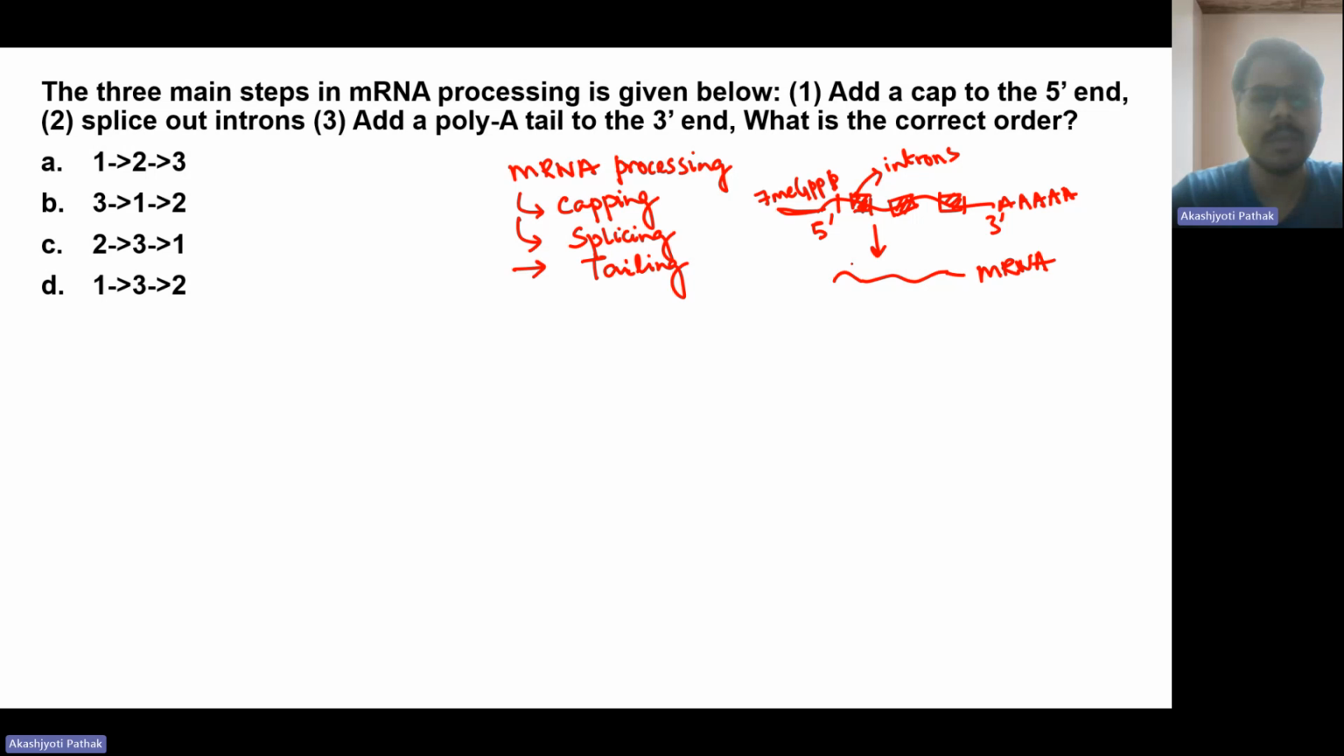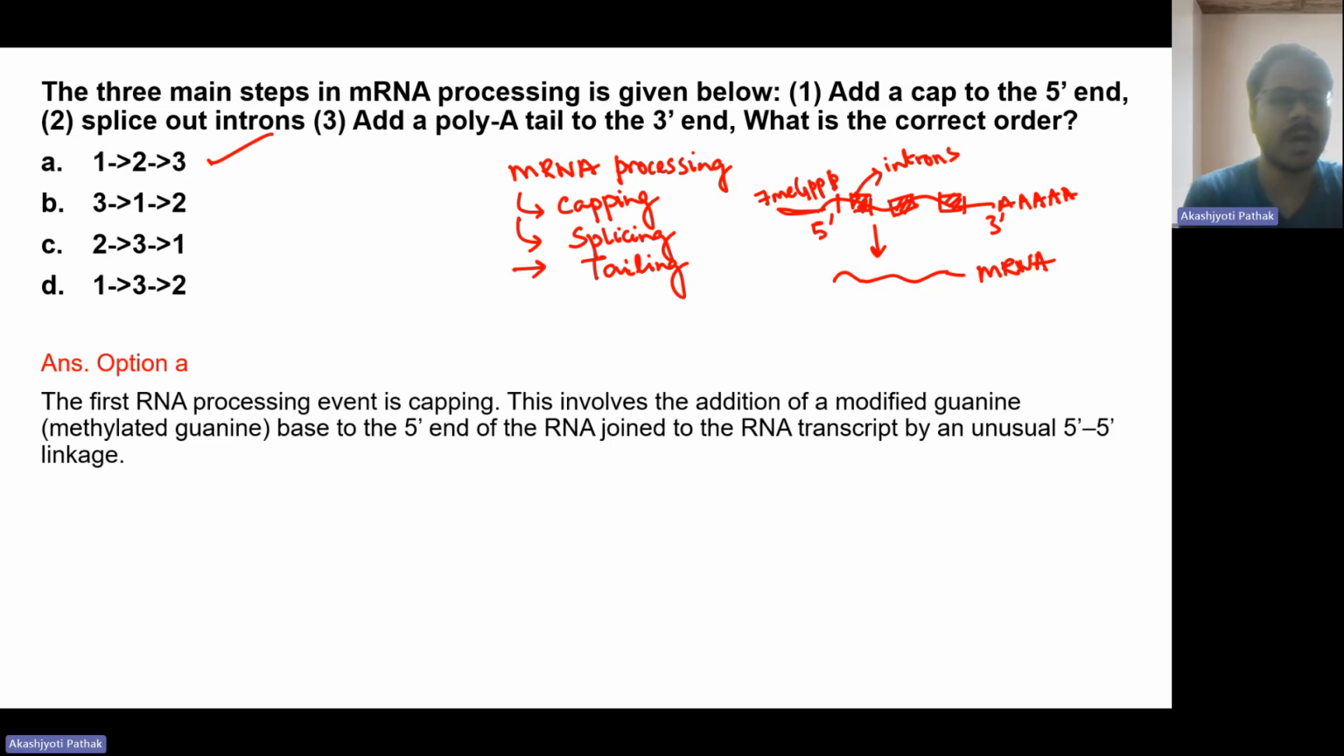So what is the order in which the modifications in mRNA take place? Remember that first capping takes place, then splicing, and once the 3' end of the mRNA is present, the tailing: this 3' end is acted upon by other enzymes which add polyadenylate residues to the 3' end of the mRNA. So the answer is option A, 1, 2, 3.